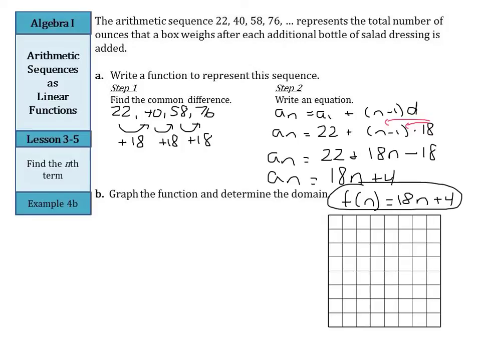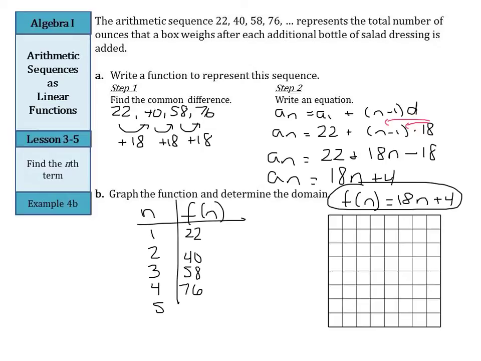So there's our function. We can once again graph this n and f of n by having 1, 2, 3, 4, 5. When it's 1, we had 22. When it was 2, we had 40. When the term was third, we had 58. Fourth term is 76. And if we add another 18 to the 76, for the fifth term we get 94. And we can also graph this.